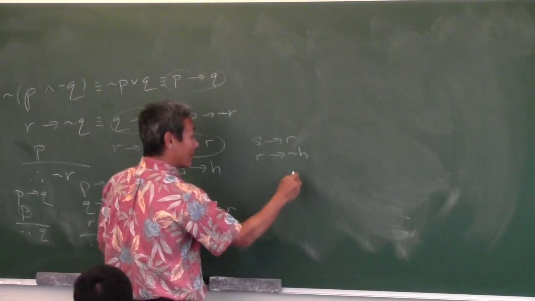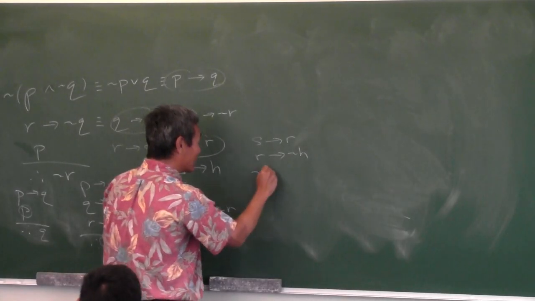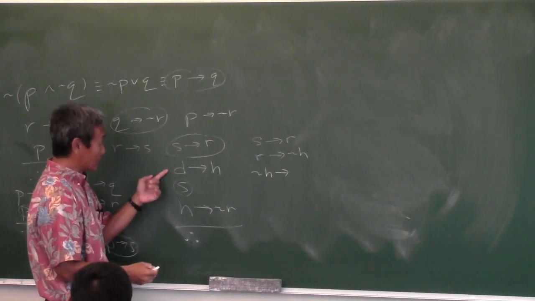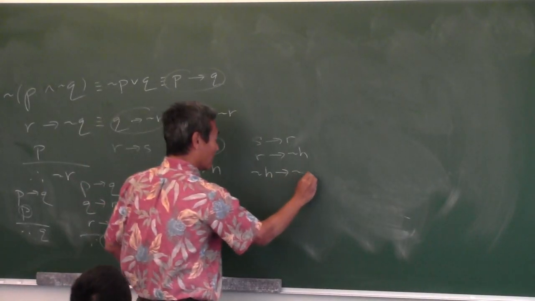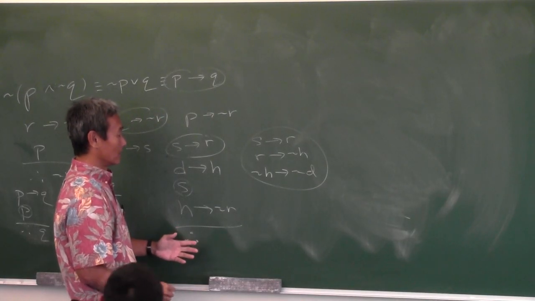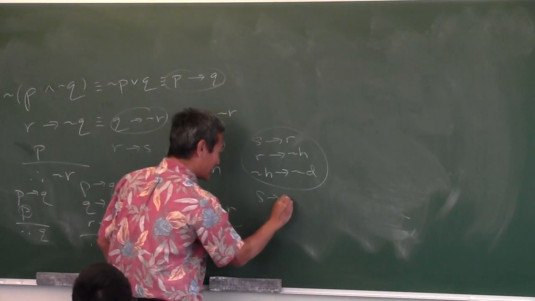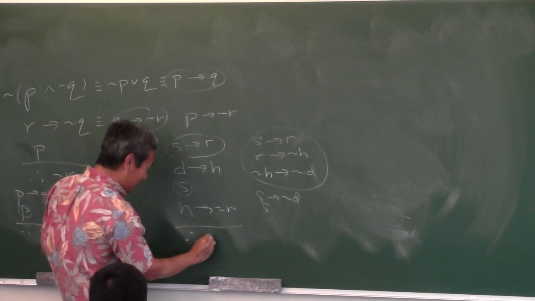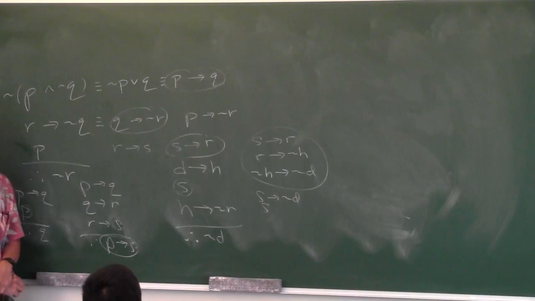Not H. And then, if you want to use the law of syllogism again, then you need not H imply something. Where can I get that? A contrapositive of this one. So based on these three, what can you conclude? S implies not D, but S. Therefore, not D. So Kimo has not found the date then.